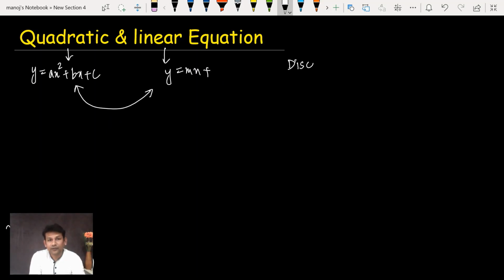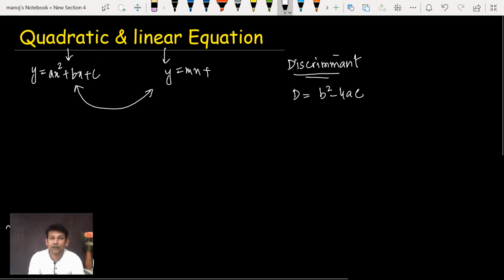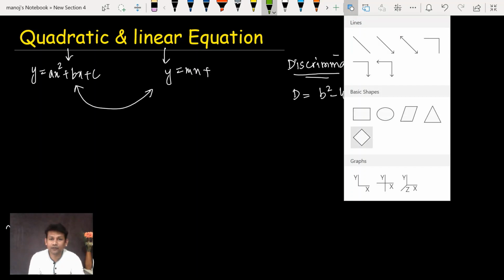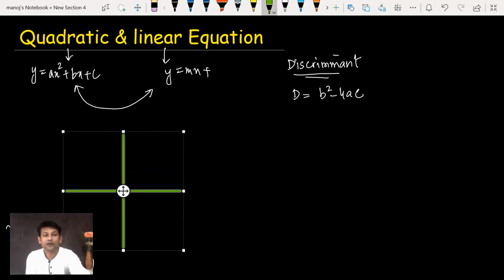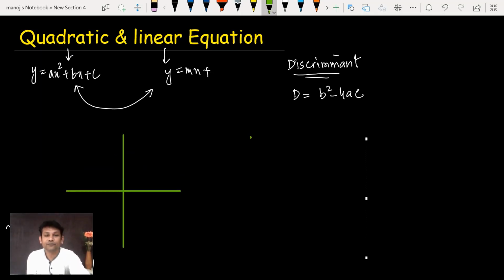When we apply the discriminant, which conditions can we apply, like D is equal to b squared minus 4ac. For this purpose we will be having about 3 conditions for a quadratic equation and the linear equation. I would like to use 3 examples here.